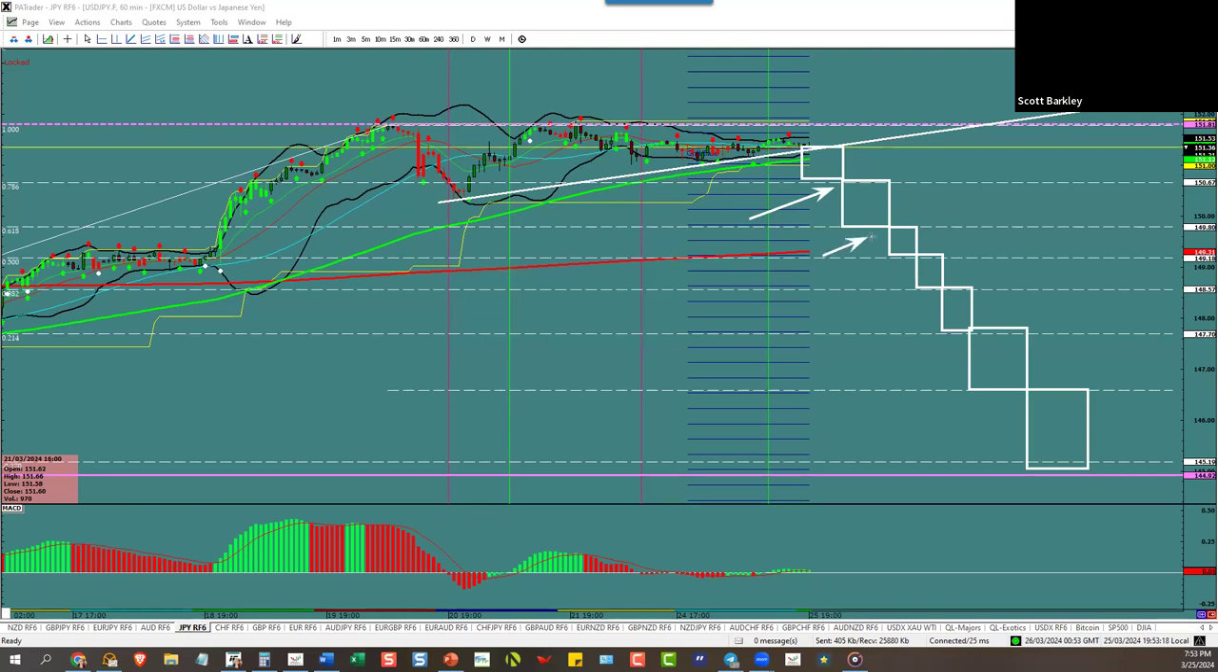One right here. One right there. One right there. One right there. One right there. One right there. And depending on your margin, you may not be able to put that many in there. But it depends on your margin account. A $10,000, $20,000 account trading micros, yeah, you'll have no problem at all. You got 600 bucks in your account, it's going to be a whole different ballgame.